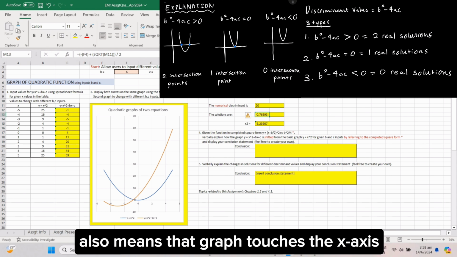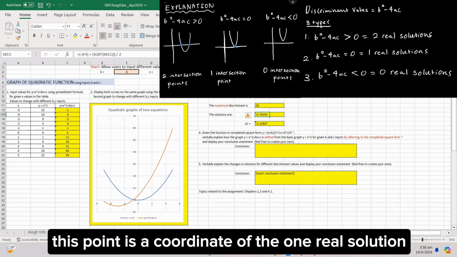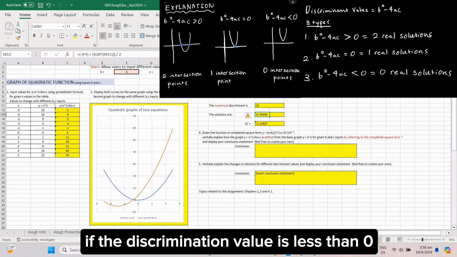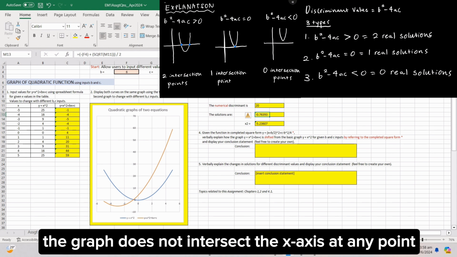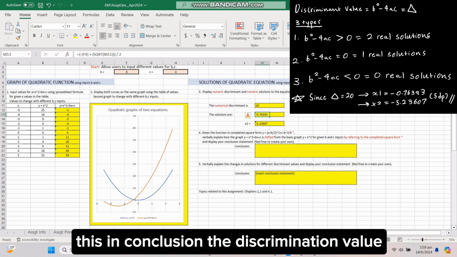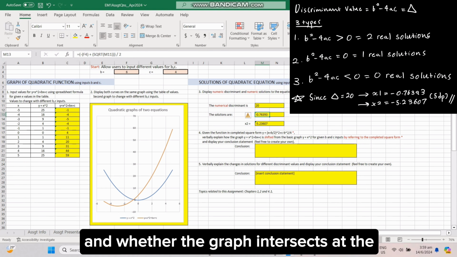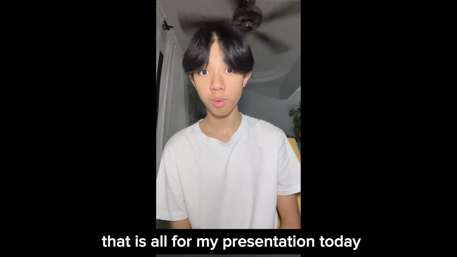This also means that the graph touches the x-axis at only 1 point. This point is the coordinate of the 1 real solution produced. Lastly, if the discriminant value is less than 0, the equation will produce no real solution. This is because the graph does not intersect the x-axis at any point. Thus, in conclusion, the discriminant value determines what type of solutions you'll get and whether the graph intersects the x-axis or not. That is all for my presentation today.